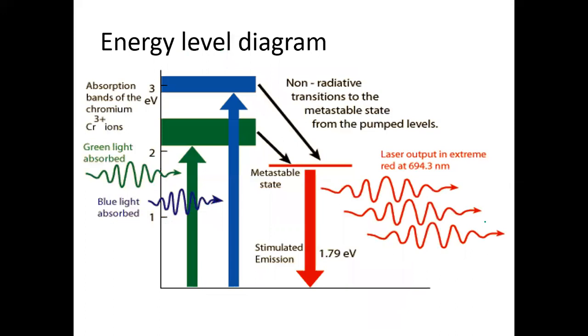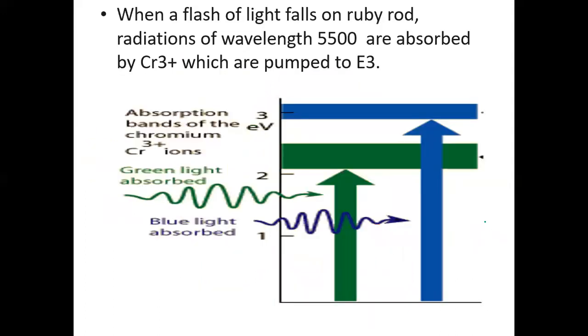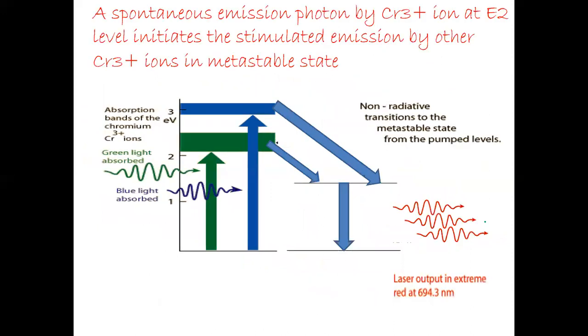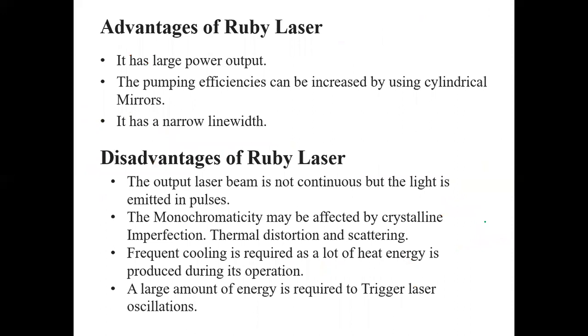This is another energy level diagram of the ruby laser. Advantages: the ruby laser has large output power. The pumping efficiency can be increased by cylindrical mirrors. This is another advantage, and it has narrow line width.